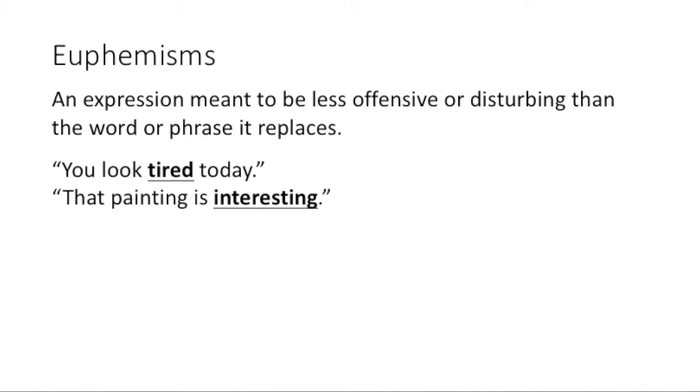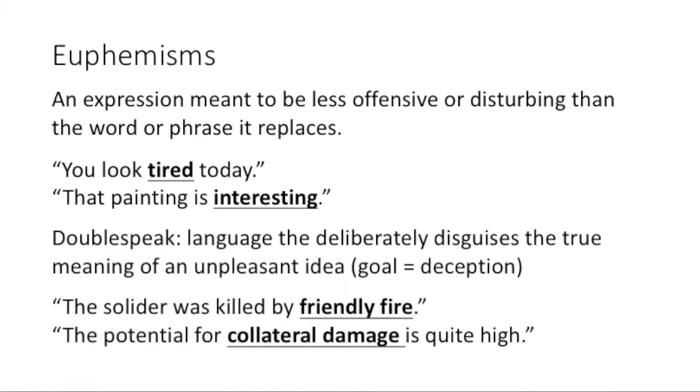Now, there's a particular form of euphemism called doublespeak, and this is language that deliberately disguises the true meaning of an unpleasant or disturbing idea. The underlying goal of doublespeak is deception. So these would be phrases like, the soldier was killed by friendly fire, or the potential for collateral damage is quite high when you use a nuclear bomb, right? So doublespeak is a very negative aspect of what euphemisms can be.